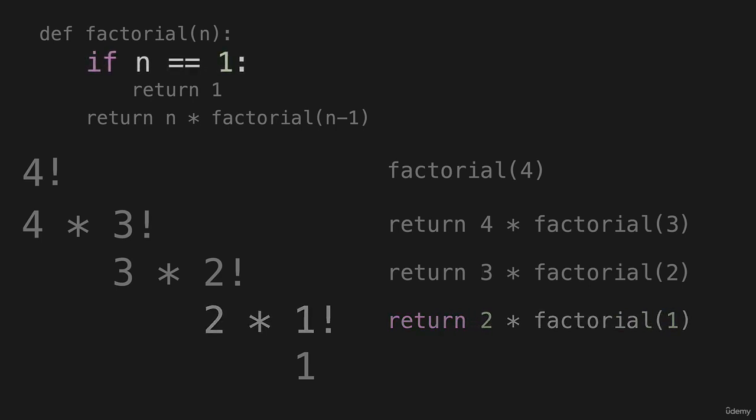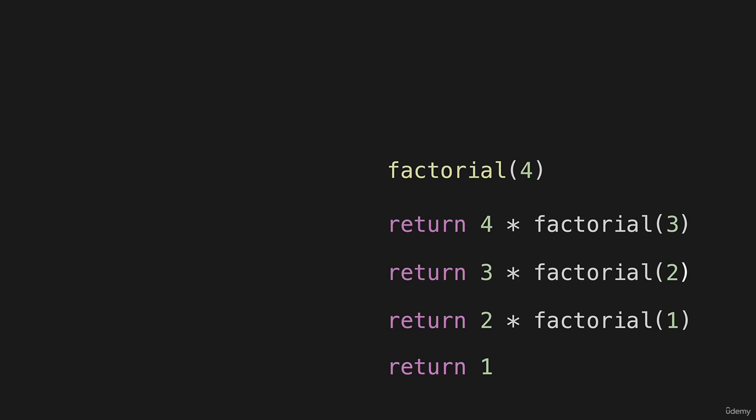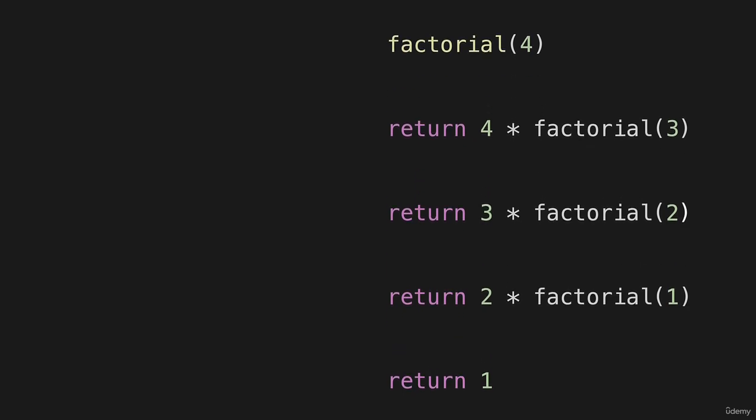So now when we say if n equals 1, it is going to be true. And we're going to return 1. That is this 1 here. So now let's just look at these lines here. Let's spread these out. And when we return the 1, we're returning the 1 to this function call here. And then we're going to return 2 times factorial 1 to this function call, and so on up the line until we return the answer to this line here.